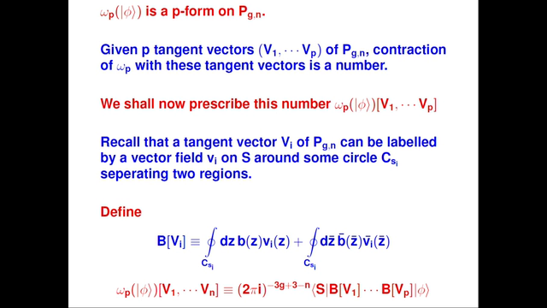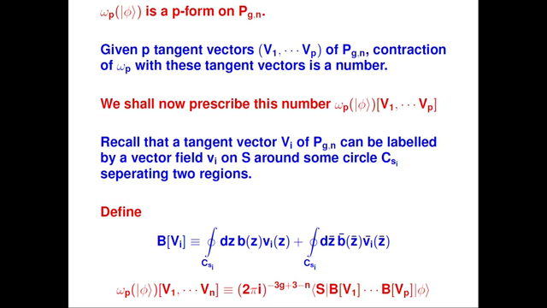To describe these numbers, you have to recall that tangent vectors of PGN can be labeled by vector fields Vi on S around some circles. That is how we label the tangent vectors. Each transition function can be changed by an infinitesimal amount, and that will induce a vector field on the overlap circle. So, one way to label the tangent vectors of PGN is by giving vector fields which are well defined in a small band around each of these circles.